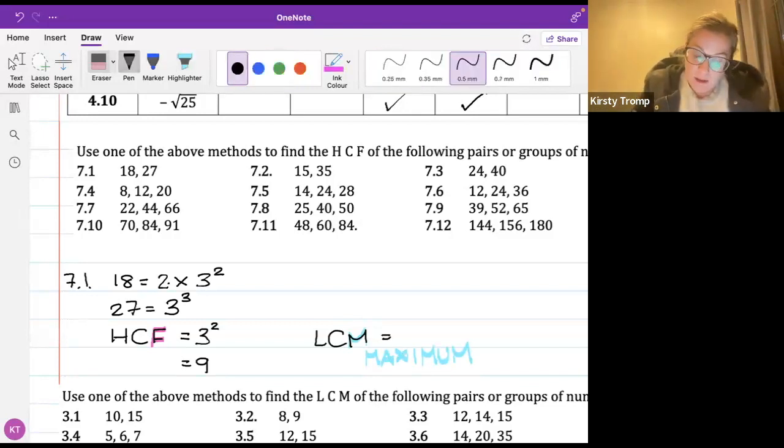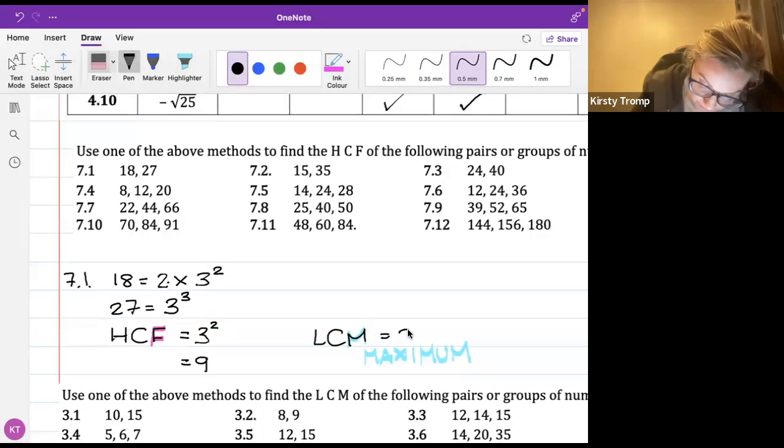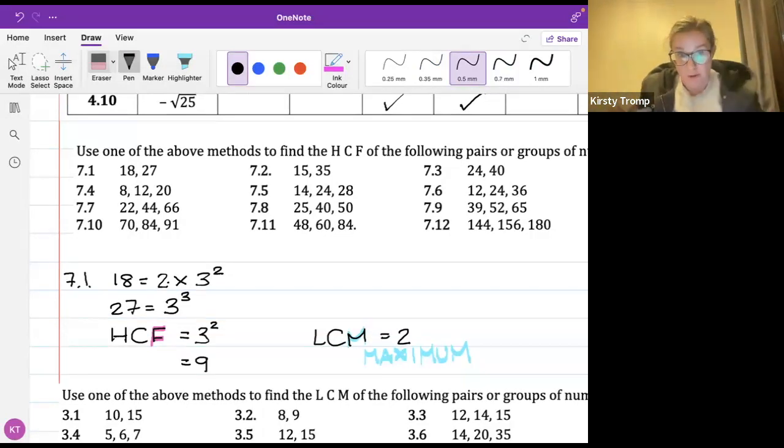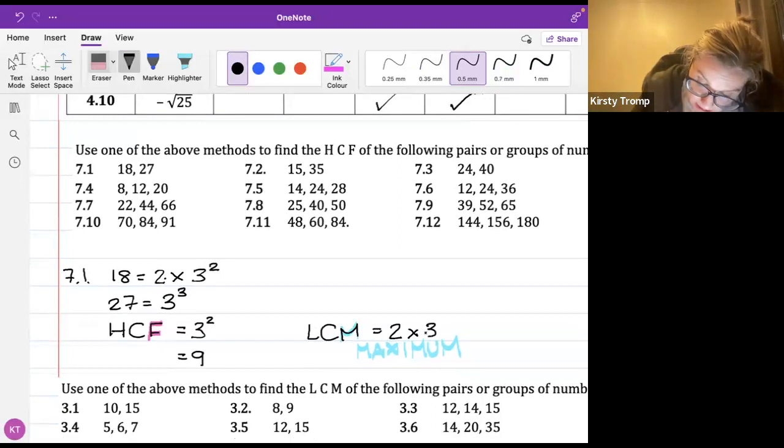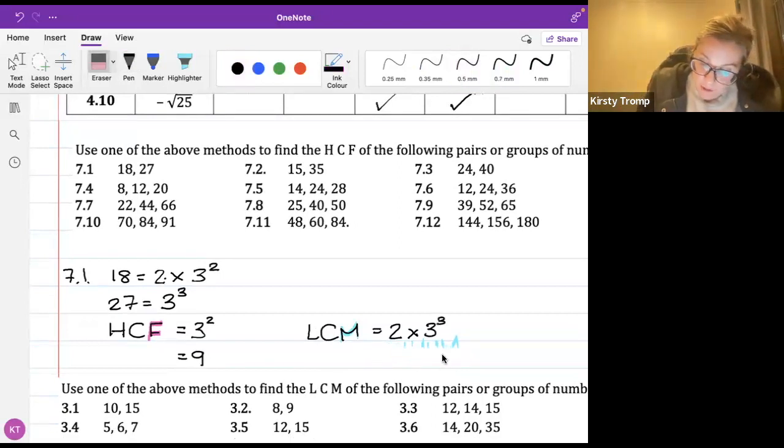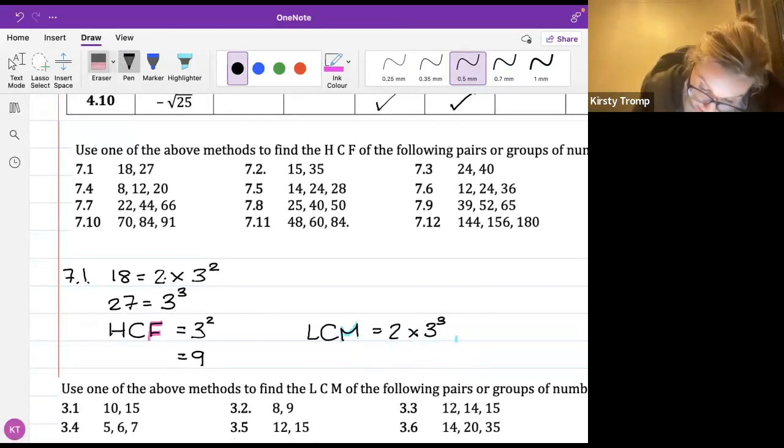So I'm starting with the 2's. That's the maximum 2's. There's no powers, there's nothing, so the 2's. Times by, what are the maximum 3's? The maximum 3's are 3 to the 3. All right, finish them off. 3 to the power of 3 is 27. 27 times by 2 gives me 54.